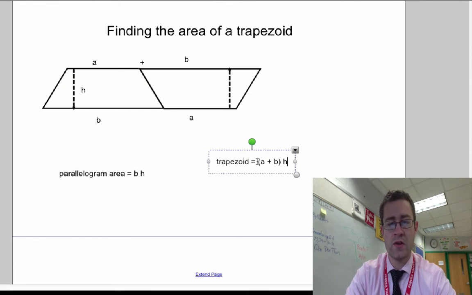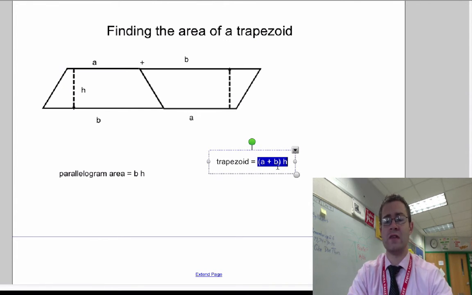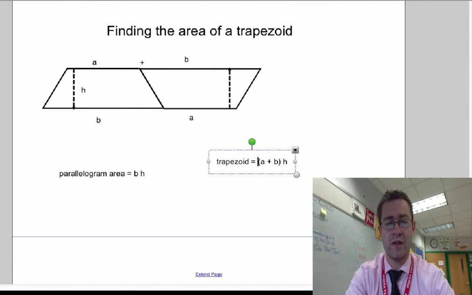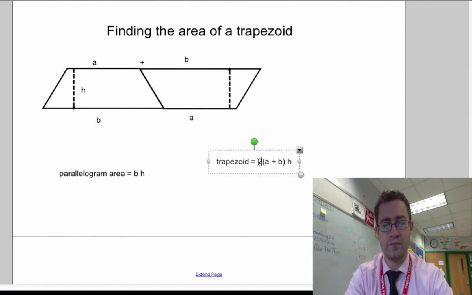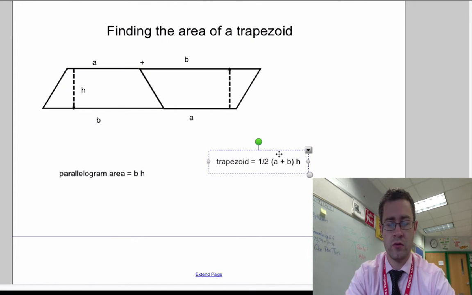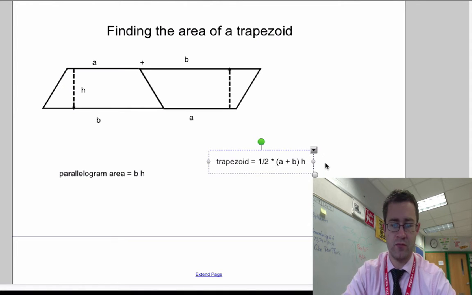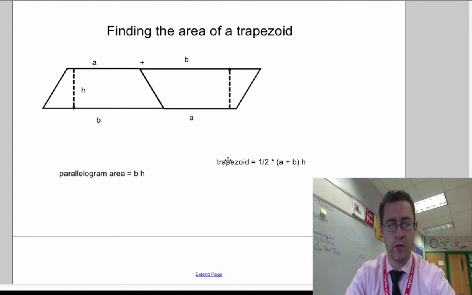Now, since it took two of these, we're going to take this area that we just got by adding A and B, and we divide it by 2. So we end up doing 1/2 times the quantity A plus B times your height. Okay, so that's our formula that we get.